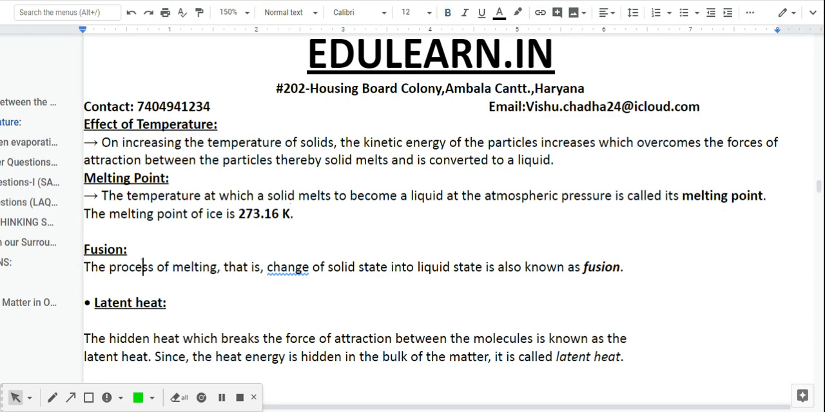So fusion. What is fusion? The process of melting, that is change of solid into liquid state, is called fusion. Just read this line. The process of melting, that means we have to supply heat over here. And the change of solid into liquid. Yahan pe kya ho raha hai? Solid liquid mein convert ho raha hai, aur isse hum kya kehte hain? Fusion. Fusion matlab fuse ho raha, alag ho, right?